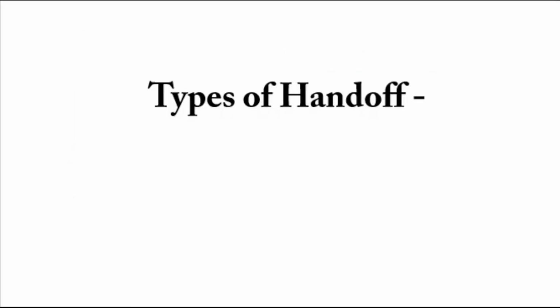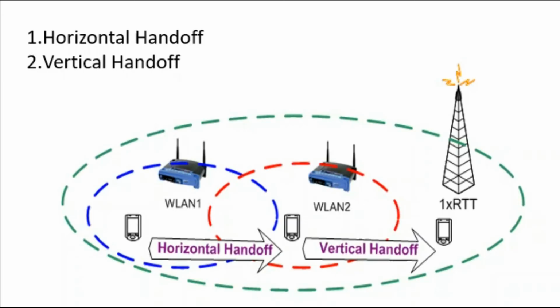Now let us see different types of handoff. Number 1, horizontal handoff. It occurs when the user switches between different network access points of the same kind. Here the user is switching to another network of the same type. So this is nothing but horizontal handoff. Now second, vertical handoff. It involves two different network interfaces which usually represent different technologies. Here we can see that the user is switching to a completely different network. So this is nothing but vertical handoff.